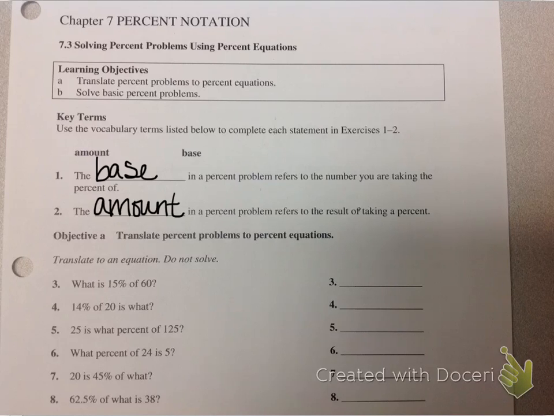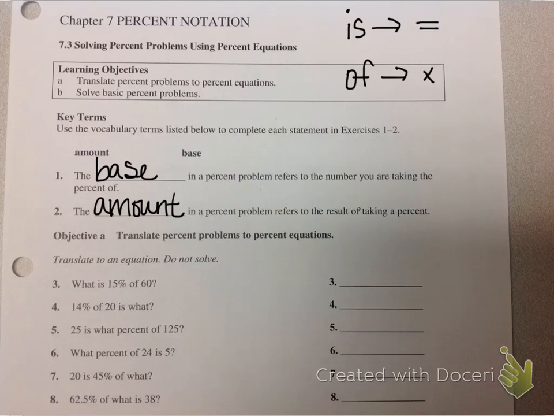So now we're going to look at translating. We're not going to solve, we're just going to translate. Now when you are translating from words into a math equation, there's two words that you see a lot of in several of those problems. And that's the word is and the word of. Whenever you see is, that means an equal sign, like 2 plus 2 is 4 equals 4. And whenever you see of, you should think multiplication.